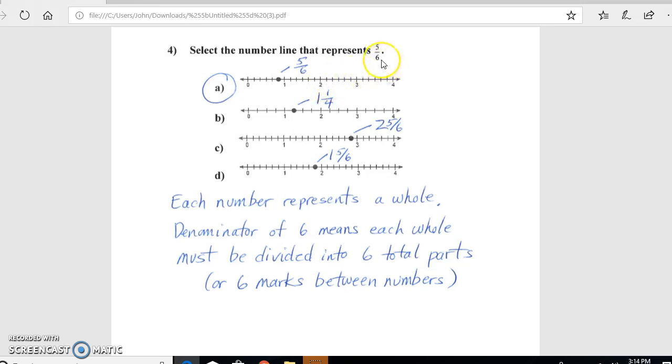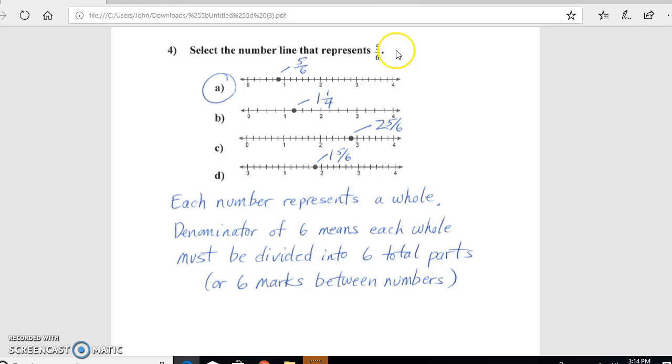And because we have a 6 in the denominator, we would expect that the whole here would be divided into 6 equal parts, and that's what we have. We have 1, 2, 3, 4, 5, 6 parts. That whole is divided into 6 parts.